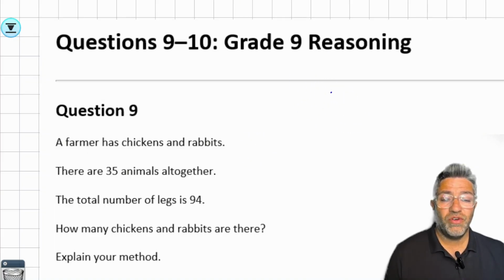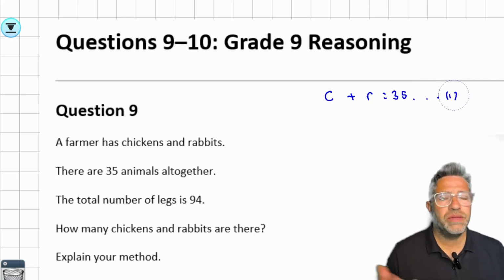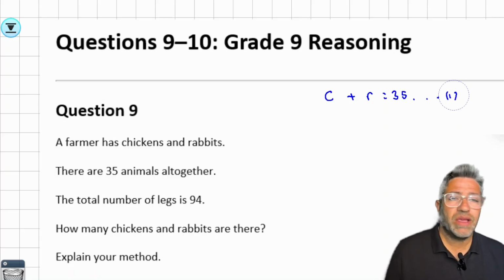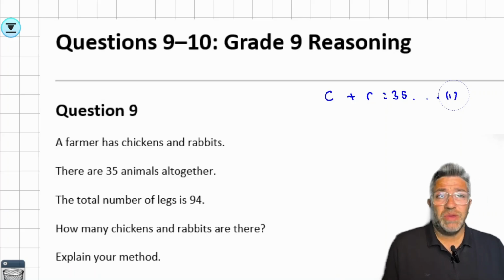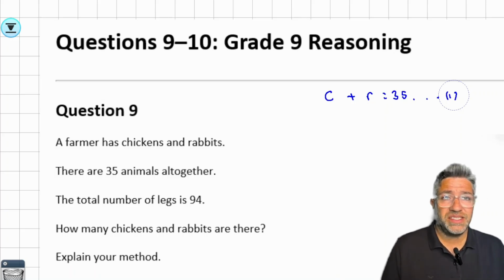Right, before I go any further, this resembles that first question, in my opinion, where we had adult and child cinema tickets, I think it was. This time we have chickens and rabbits. Essentially, we have variables. In the first question, it was A and C. This time we have C and R.